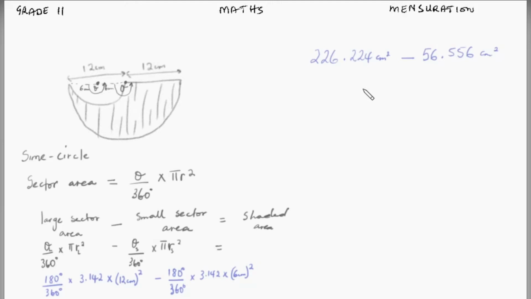Now what is the difference here? The difference here is 169.668 centimeters squared. And this is actually the shaded area here.